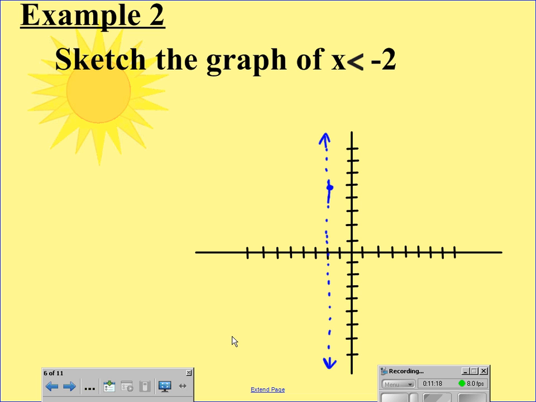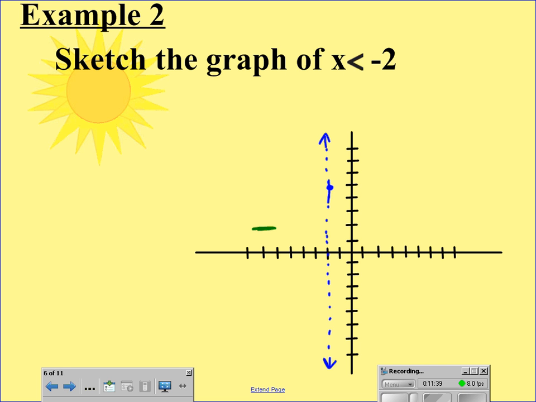So this line is vertical. How do I know what's above and what's below? x is negative 2. What's below negative 2? Negative 3, negative 10. All the things that are negative is below. So to the left is minus.